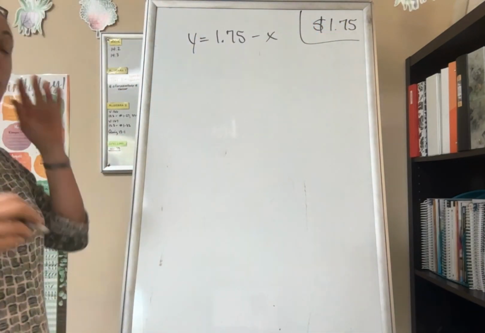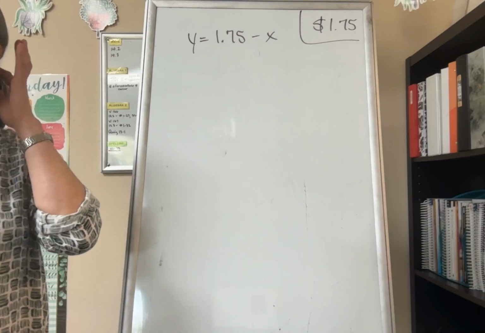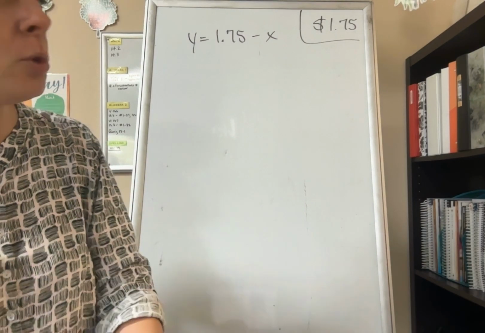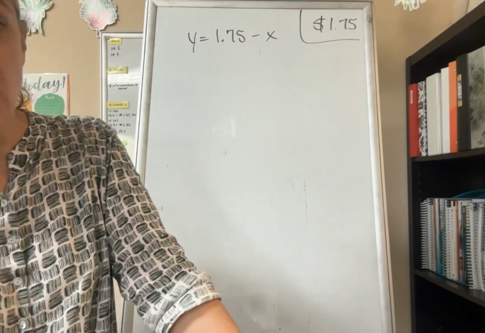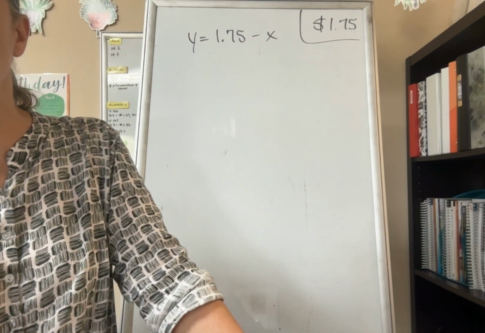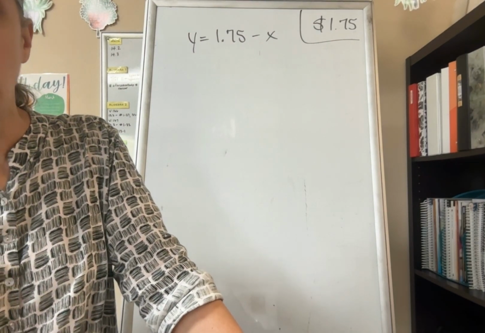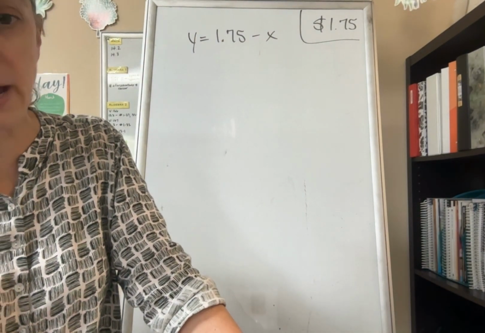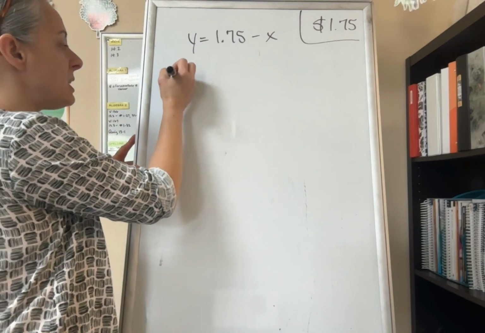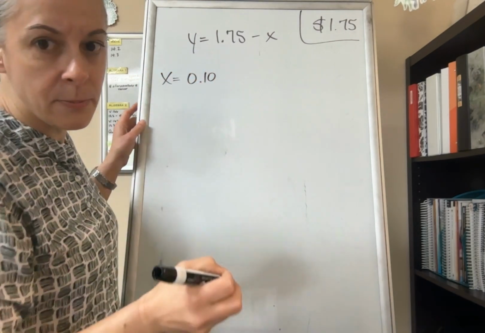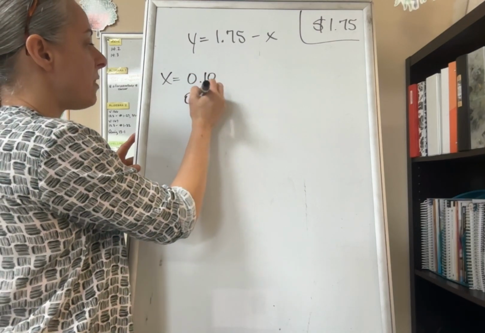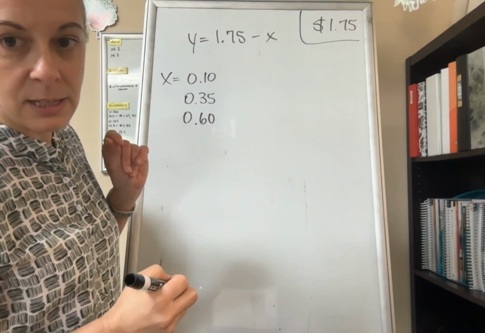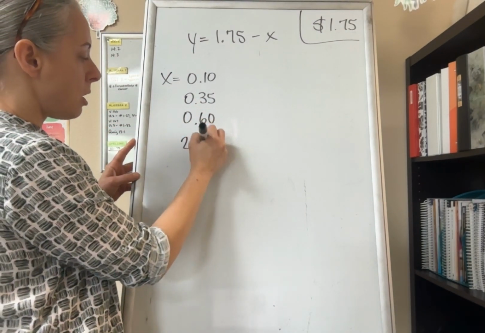We need to figure out how much more money you need to add to the snack machine to get your snack, okay? So we're going to let X be the amount of money you've already put in the machine. And then we're going to use this function to show how much money you still need to put in the machine, right? And it says that X is going to equal 10 cents. It's going to equal 35 cents. So these are our input values. It's going to equal 60 cents and it's going to equal $2, okay?